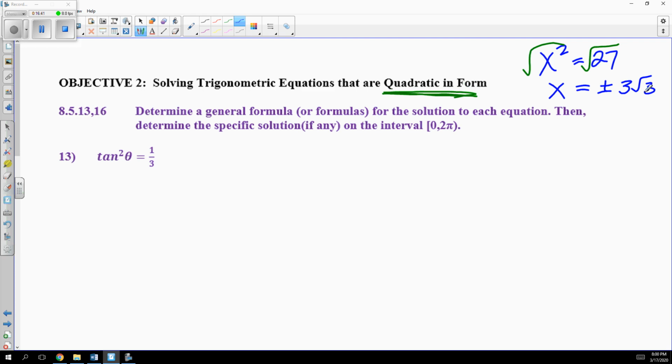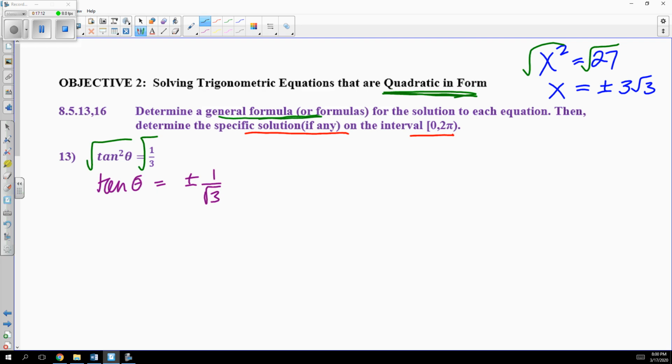So we're going to do the same thing. We're still trying to isolate the trig function here. So I'm going to take the square root of both sides here, and I'm going to get tangent theta is equal to plus or minus the square root of 1, which is just 1, over the square root of 3. I know a lot of you forget to take the square root when you can. All right, and then we're going to do the same thing. We're going to do general formulas, and then we're also going to do specific solutions just on that interval. Okay, so we've got tangent theta is equal to plus or minus 1 over root 3.